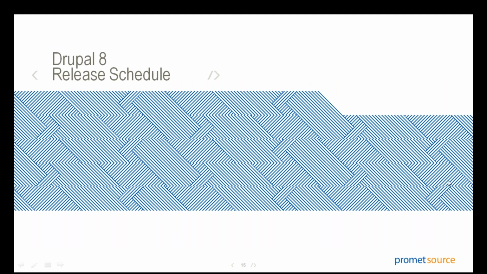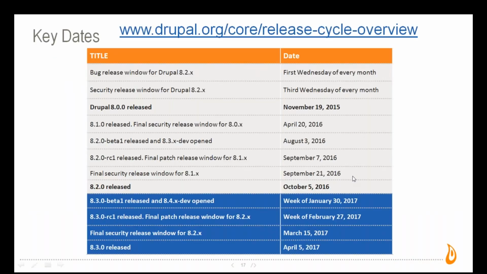So with that information in mind, we can look to the Drupal 8 release schedule and have a clear idea of when new features and functionality will be released. Let's take a look at that. These key dates and the full schedule are available on Drupal.org. You can see the URL up there at the top, drupal.org/core/release-cycle-overview. The key information is here, though.